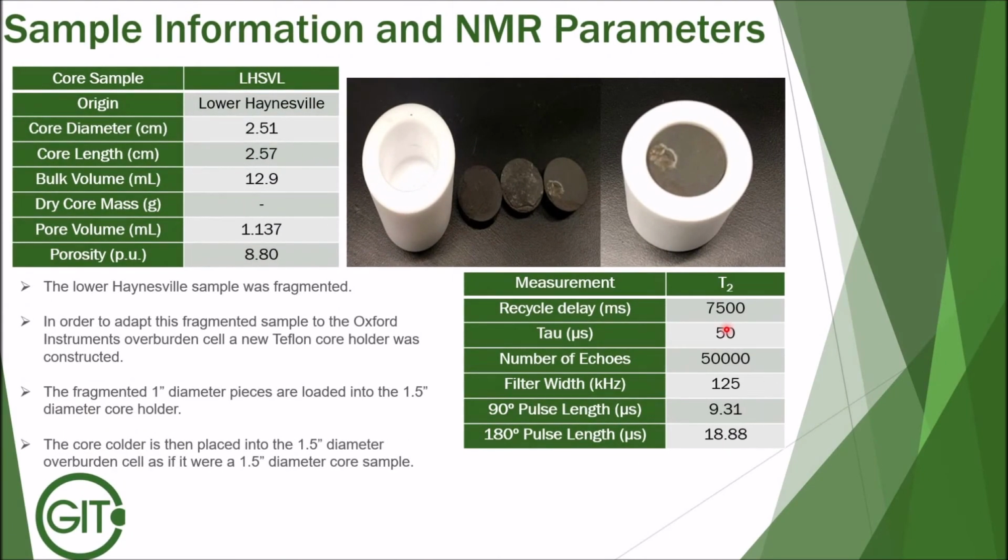So we did a second sample. It was also tested. This slide shows the sample parameters along with the NMR parameters employed for testing. The difference with this sample as compared to the first sample I just talked about is that the sample was fragmented. So in order to test this sample, we had to build a new Teflon holder. This new core holder was 1.5 inches in diameter with a 1-inch diameter hole in it, into which we inserted the fragmented samples. We then load this core holder into our 1.5-inch diameter overburden cell as if it was a 1.5-inch diameter core sample.